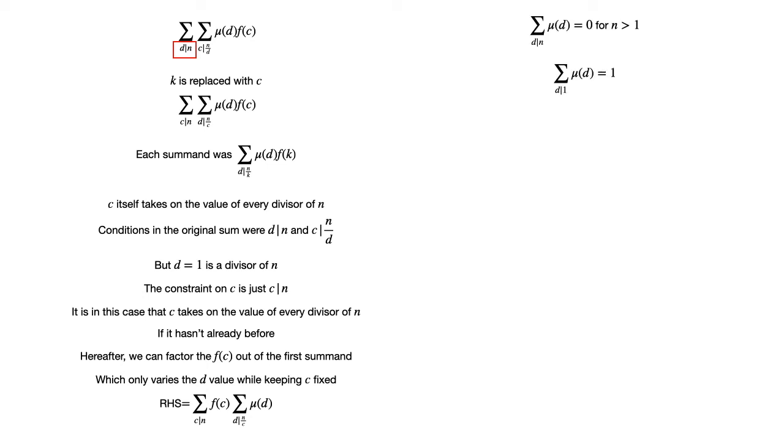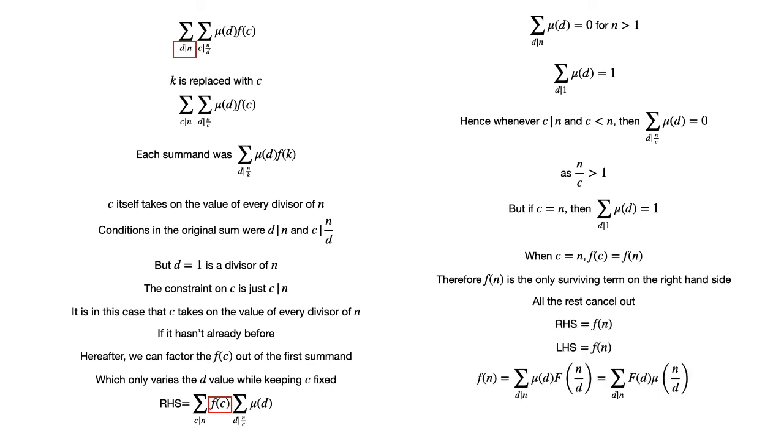But we saw that the sum of the Mobius function over the divisors of a number is 0 unless that number is 1 itself, in which case the sum is 1. Mathematically, the sum as d divides n of mu of d equals 0 for all n greater than 1. Hence, whenever c divides n and c is less than n, then the sum as d divides n upon c of mu of d equals 0 as n upon c is greater than 1.